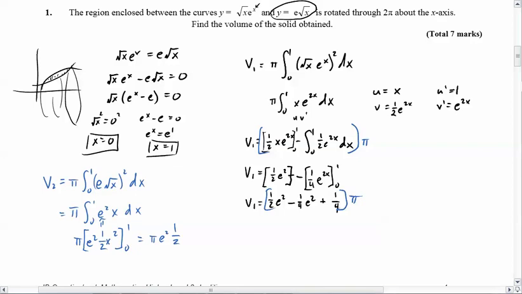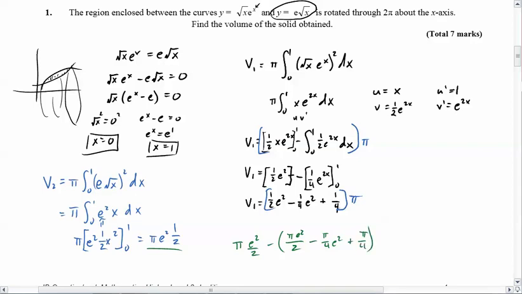And so when I put all of that together, we already said earlier that this was the larger one. So it's going to be v2 minus v1. So it's going to be v2. So if I simplify that, it'll just be pi e squared over 2. And then subtract. Again, we've got pi e squared over 2. We've got minus pi over 4 e squared, and then plus pi over 4.